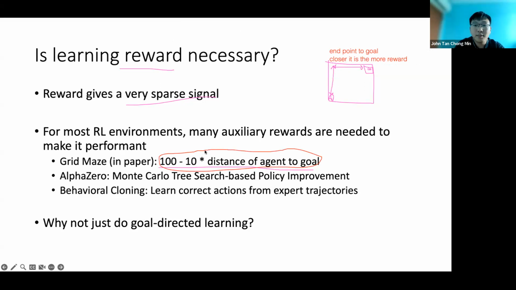Which kind of hints that just using a reward signal to learn something may not be the best case. Last week, I gave an example: if you want to learn a new language, let's say Singlish. If I say la, le, lo, as long as you use these words, it's considered Singlish. But I don't tell you what Singlish is.